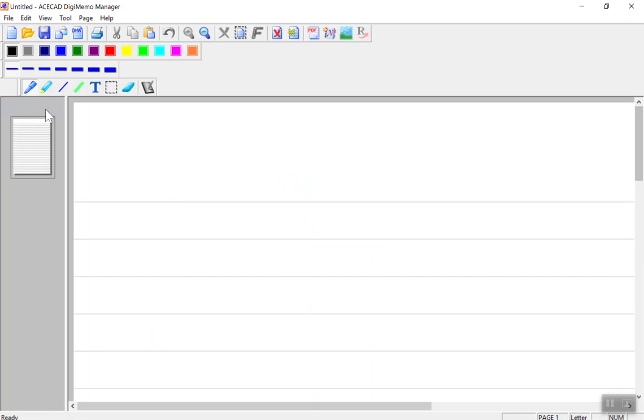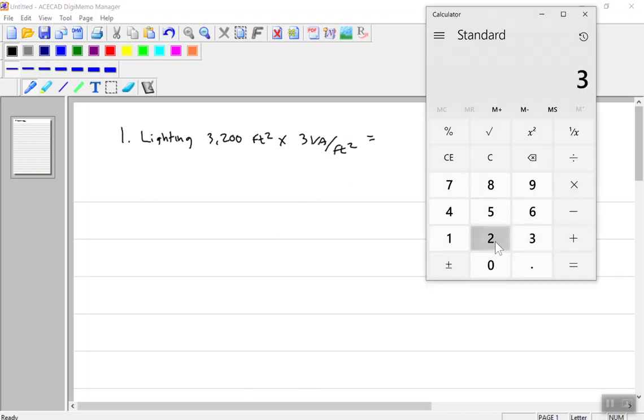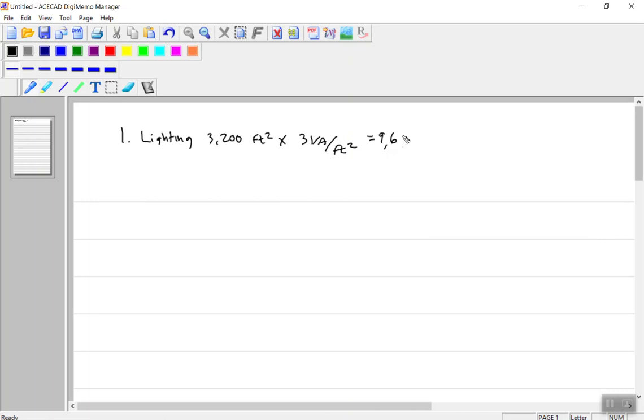So the first thing was the lighting based on the floor. I'm going to put a 1 here, and the first thing is my lights. So my lighting, for this particular question, was 3,200 square feet times 3 volt amperes per square foot. The square feet cancel, leaving me with volt amperes. Let's get our calculator out. 3,200 times 3 is equal to 9,600. Let's write that in there: 9,600 volt amperes.